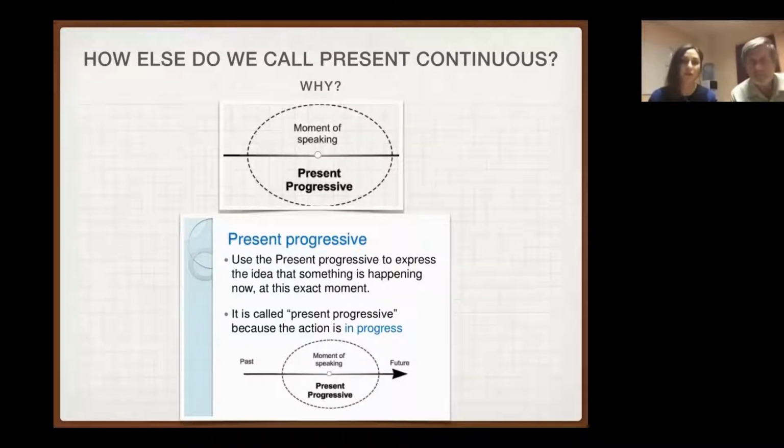So if you come across a term present progressive, don't be afraid. It's still the same tense as present continuous, and you should be sure that you know it perfectly well. So we use it to express the idea that something is happening now at this exact moment. And as Thomas has said, it's called present progressive because the action is in progress.